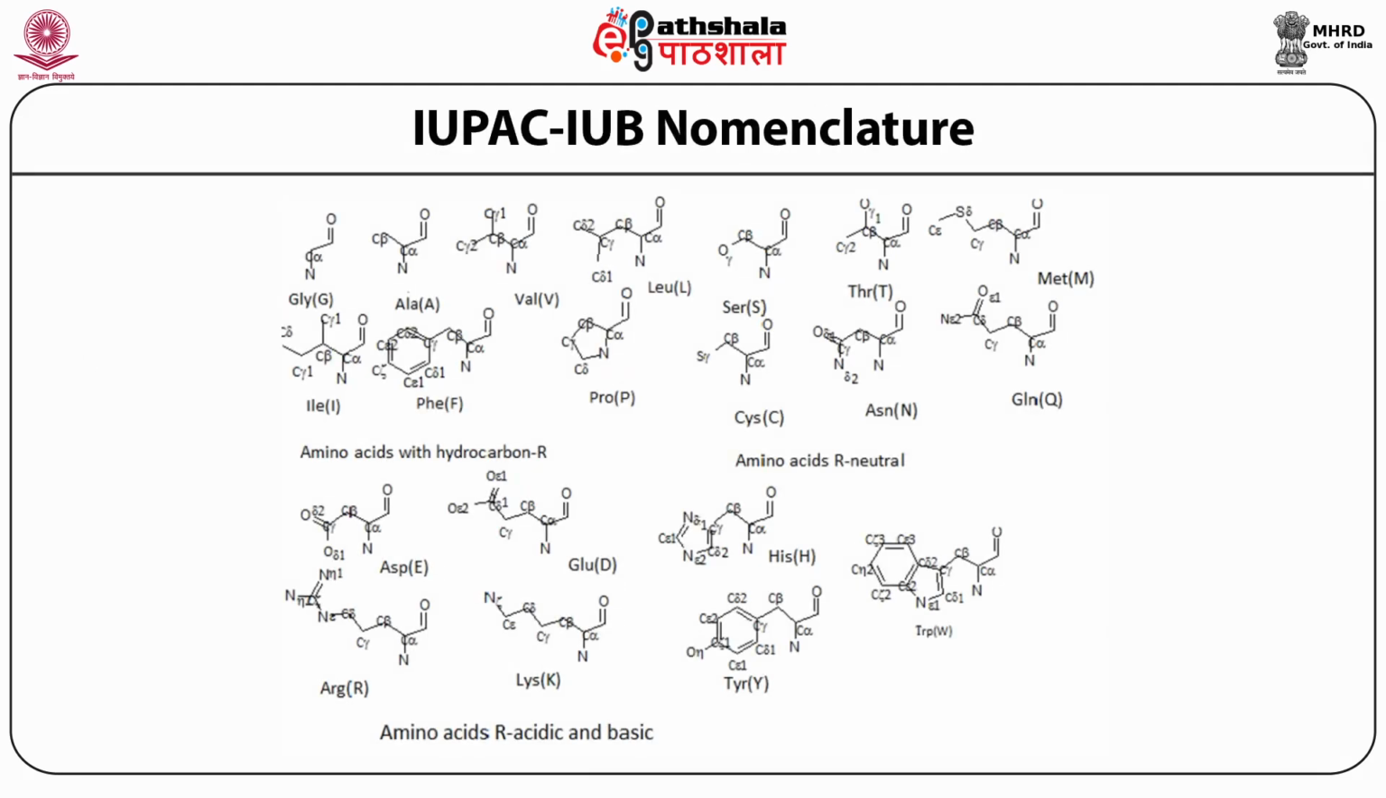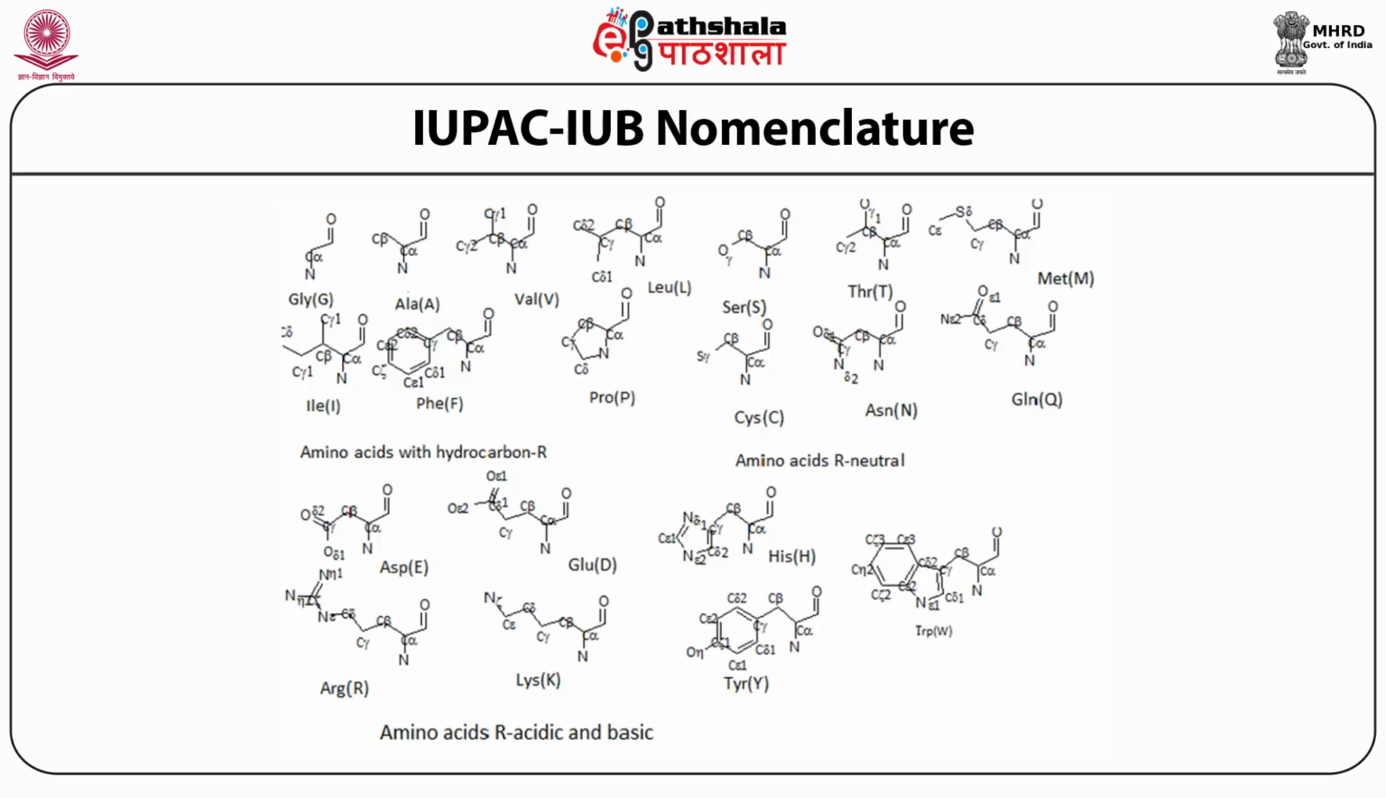We show IUPAC nomenclature for all 20 amino acids. Selenocysteine is not shown here, and you can see the difference. Like for example, in serine, it is C alpha, C beta, and S gamma. Threonine, it is C alpha, next C beta, next C gamma, then O delta 1 and N delta 2.